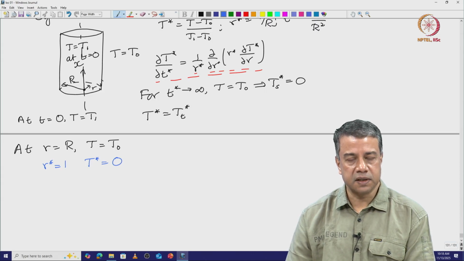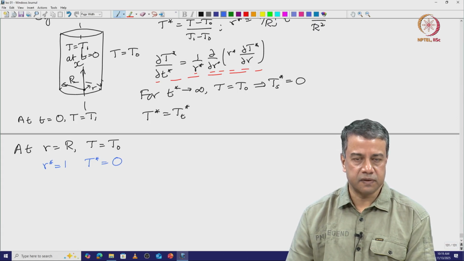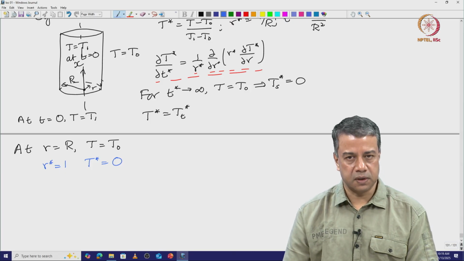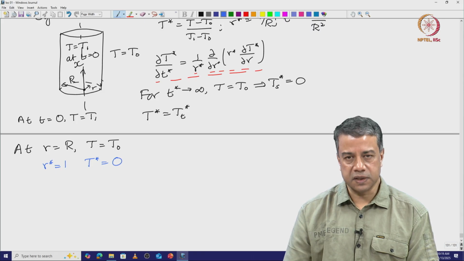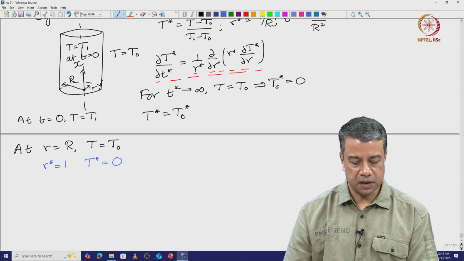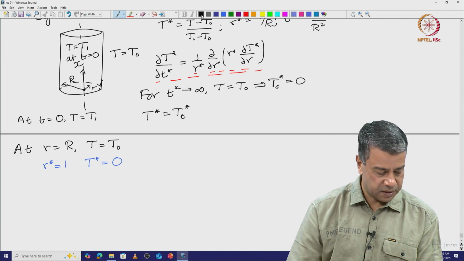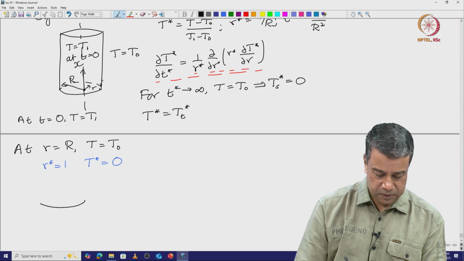In this particular case, the coordinate r varies from 0 to capital R. Therefore, you need a condition at r is equal to 0 in order to solve this problem. Note that at r is equal to 0 there is no physical boundary, and therefore, you can only have a symmetry condition at r is equal to 0. Let us examine how the temperature can vary at r is equal to 0.